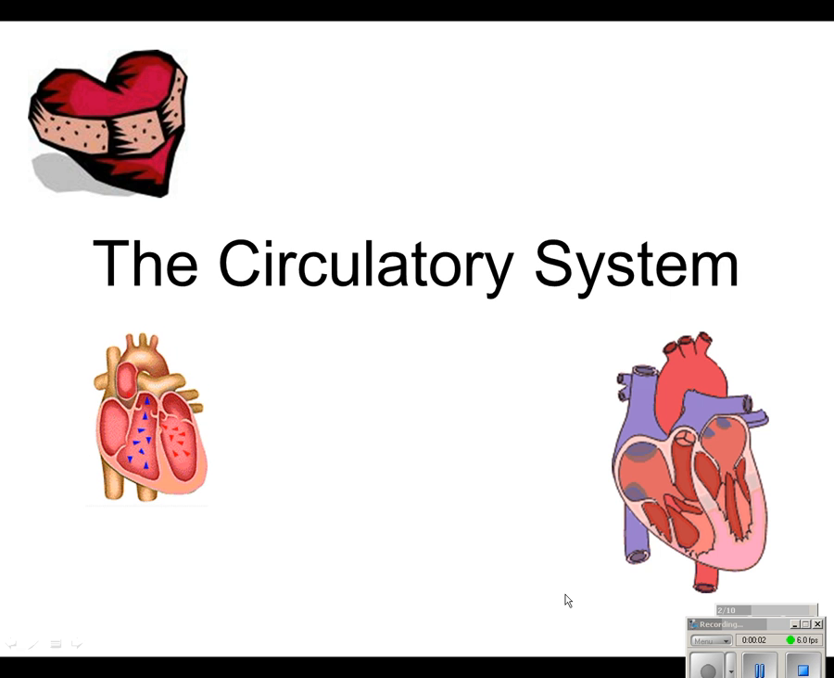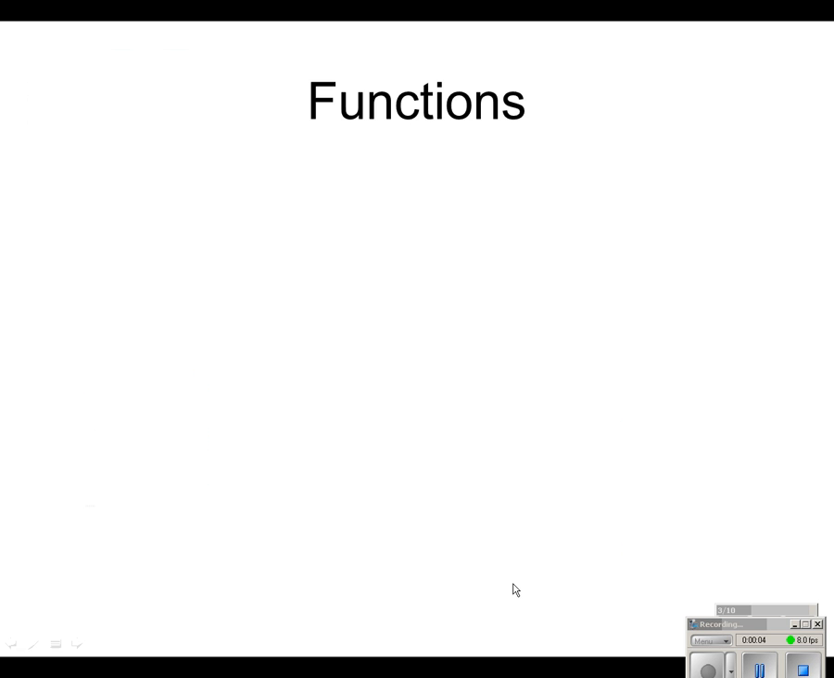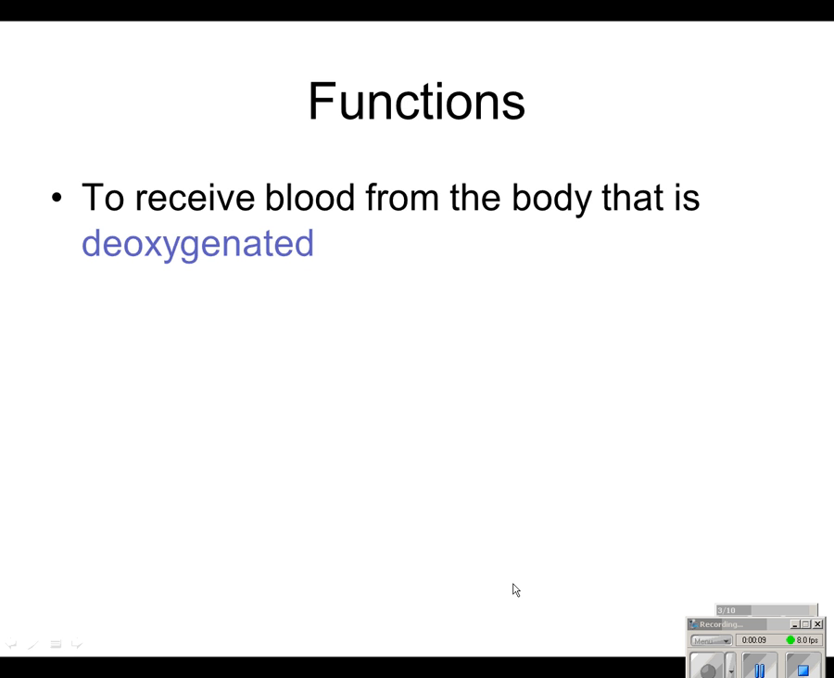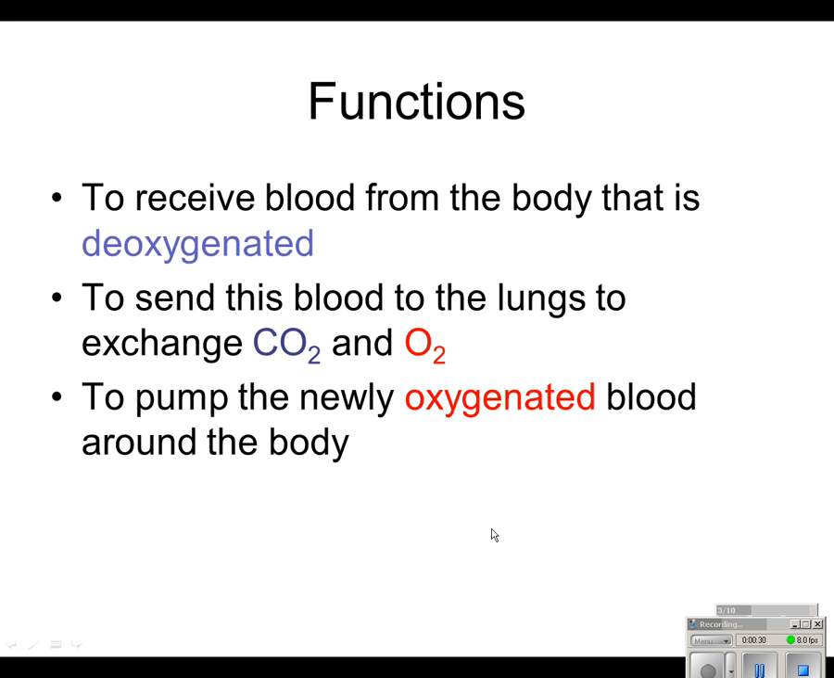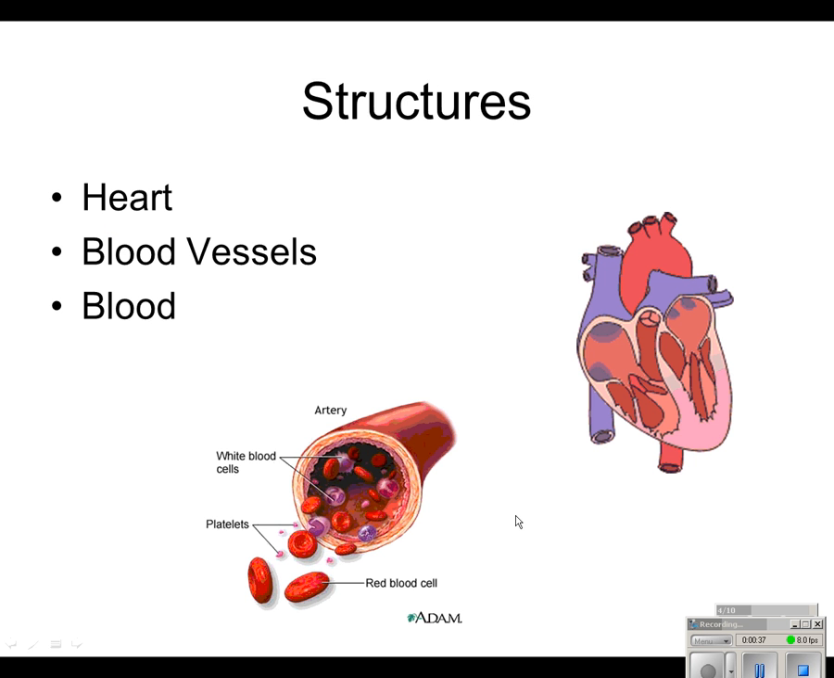This lecture is on the circulatory system. And the main function of the circulatory system is really to move blood throughout the body. But if we break that down a little bit more, it's really to receive blood from the body that is deoxygenated. So it is carbon dioxide rich because cellular respiration occurred and the cells give off the metabolic waste carbon dioxide. And then its job is also to send this blood to the lungs to exchange that carbon dioxide for oxygen, and then to pump that newly oxygenated blood, or oxygen-rich blood, around the body so that all the cells have the oxygen they need to perform cellular respiration.